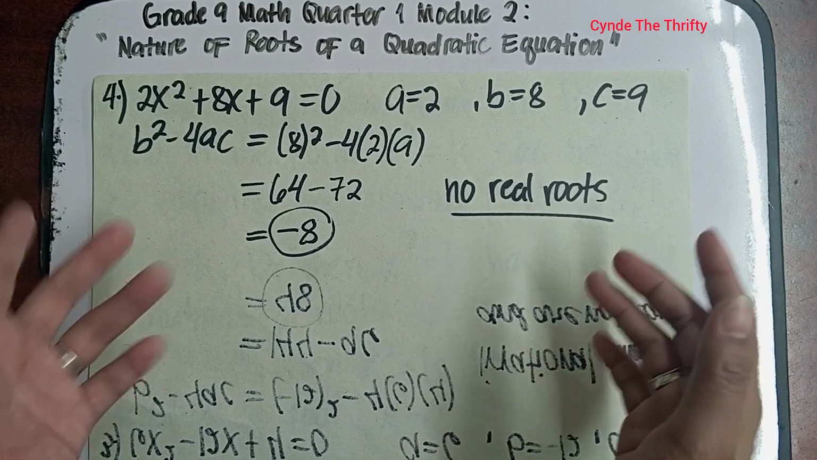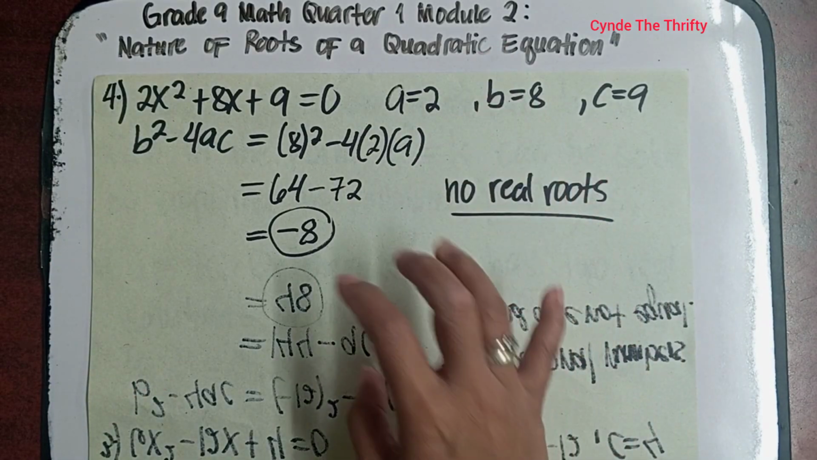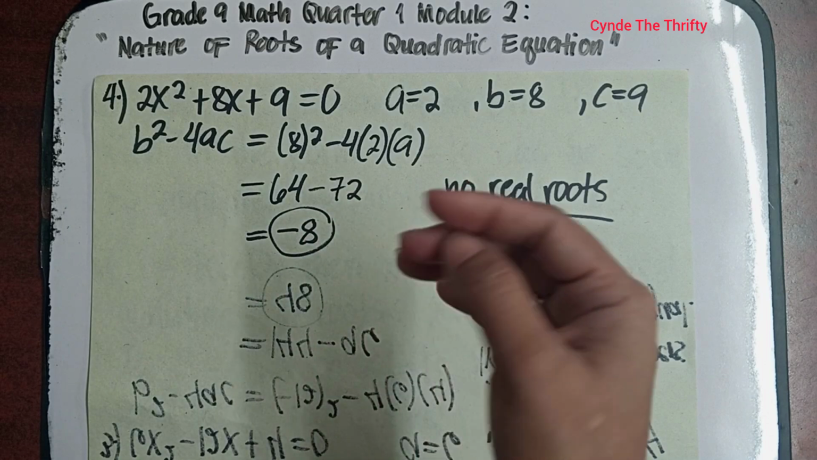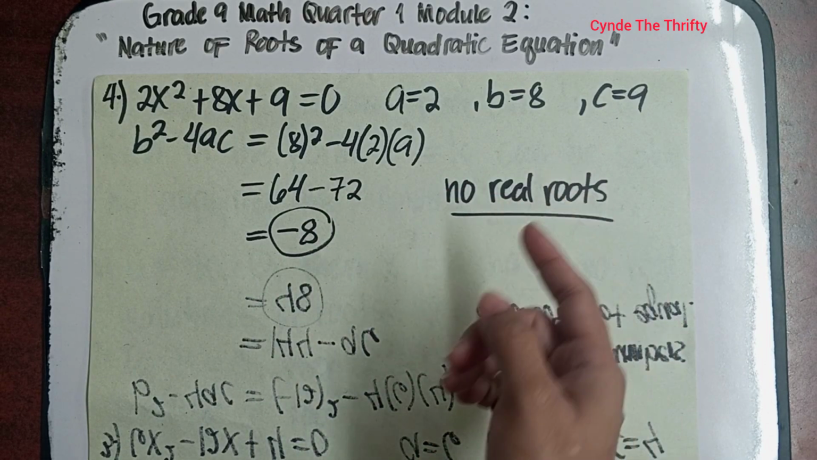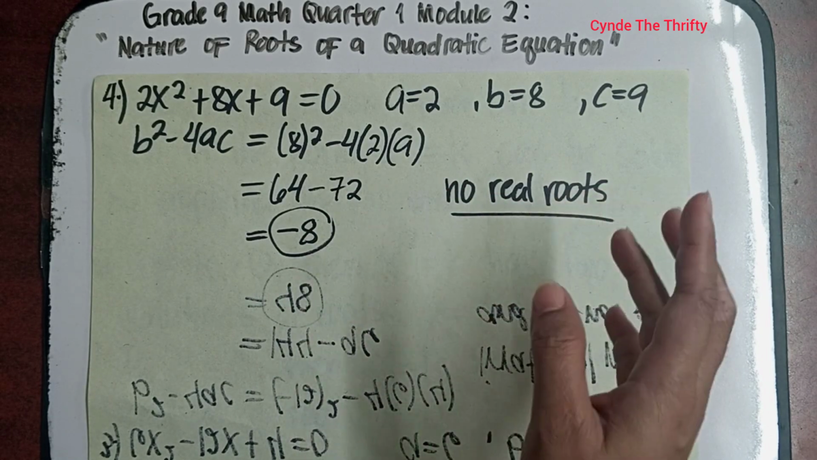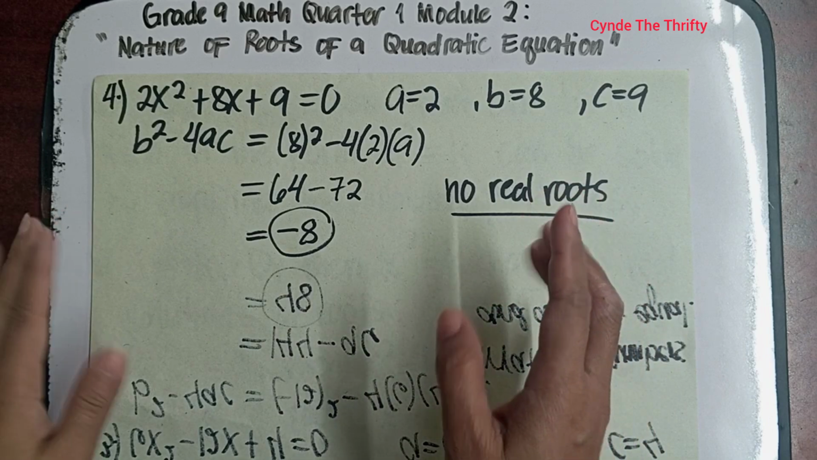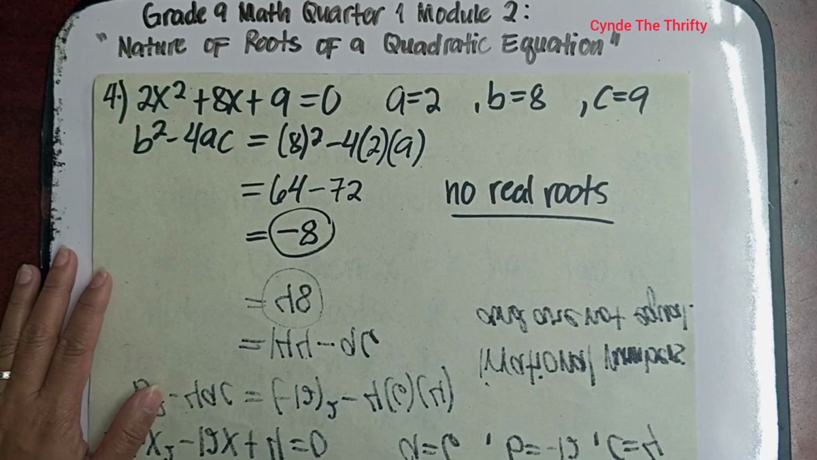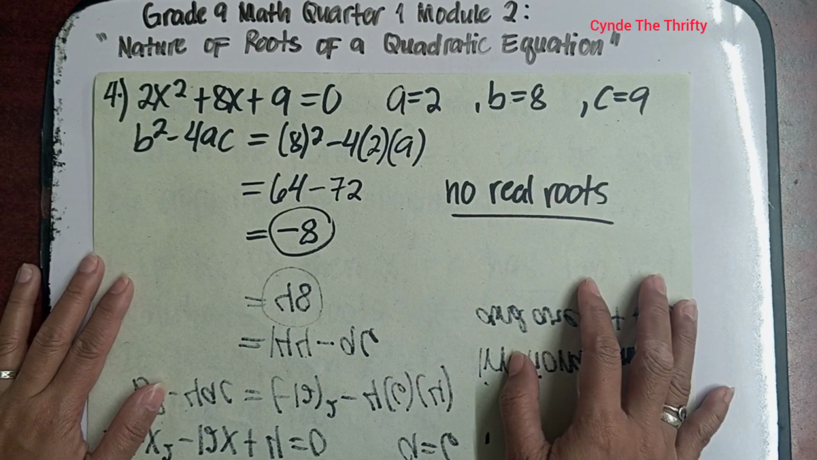Okay, so hanggang dito na muna tayo sa Module 2. Meron pa tayong C at D. So, ang C natin is, that is relationship between the coefficient and roots of quadratic equation. At ang susunod naman natin pag-uusapan is, paano naman tayo gumawa ng quadratic equation kung roots ang ibibigay sa atin. So, yun ang pag-aaralan natin sa susunod.